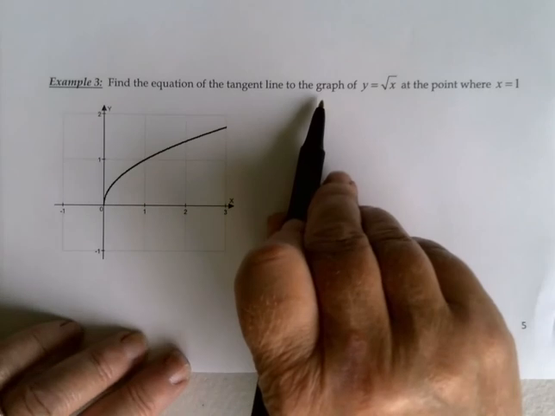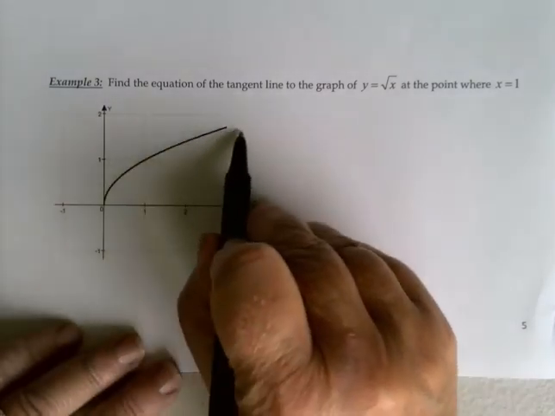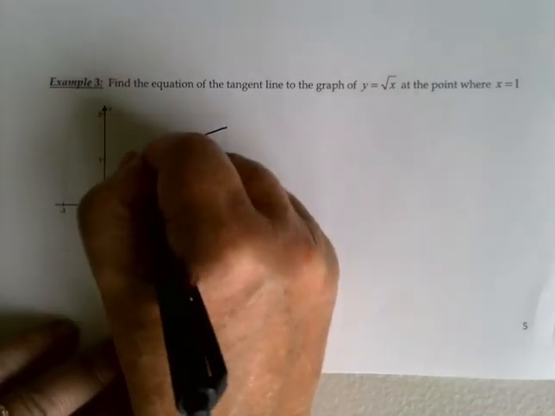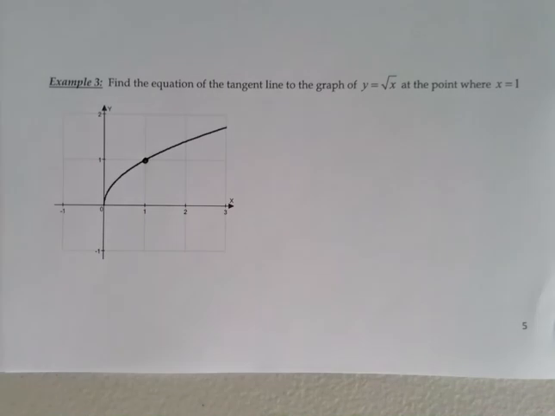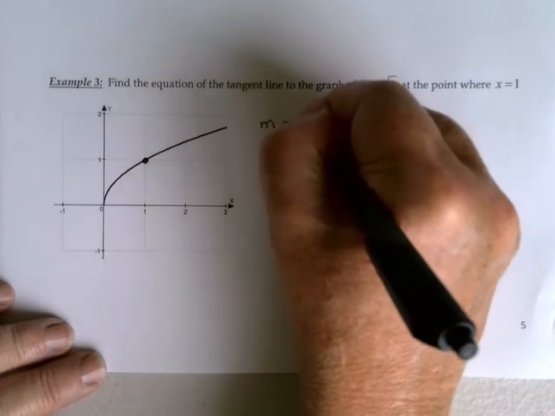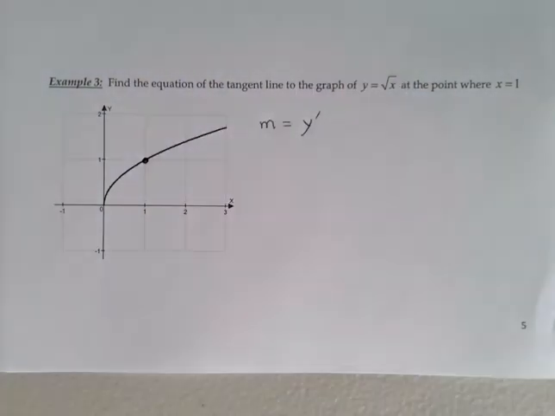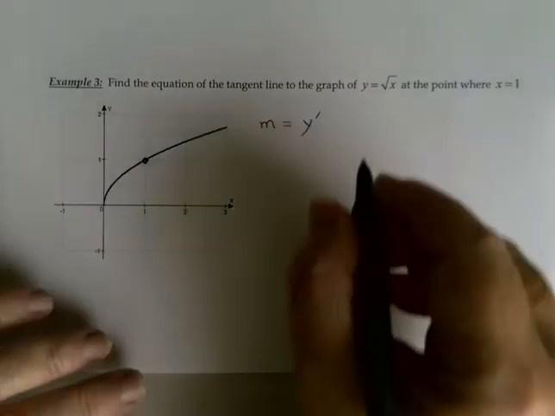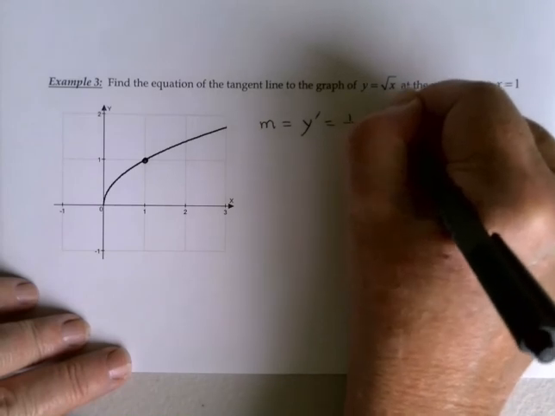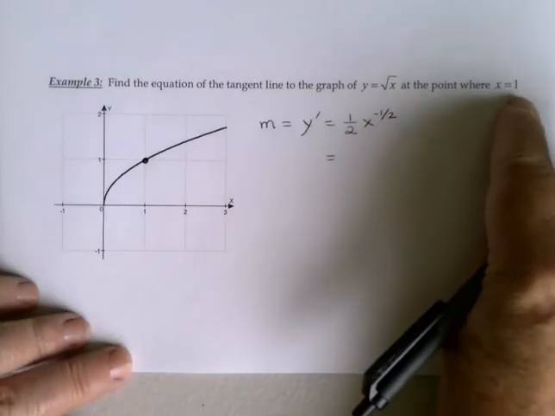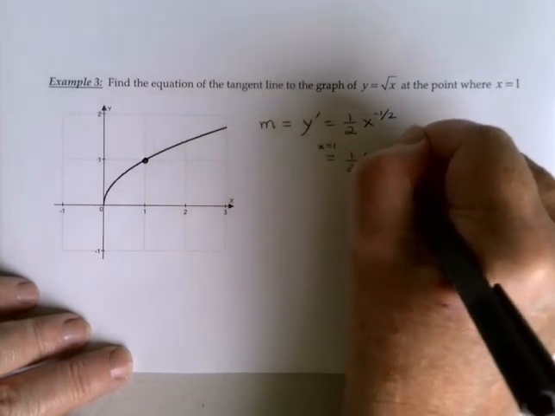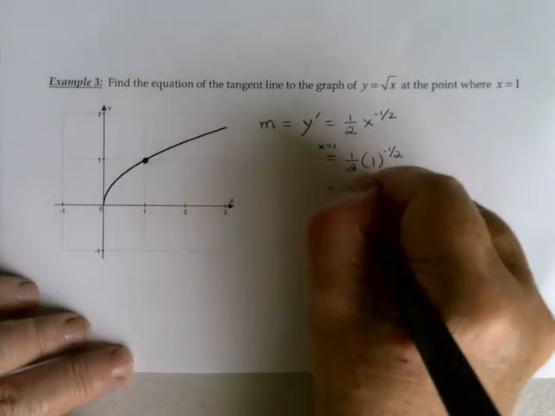So if I want the equation of the tangent line to this graph, which is y equals the square root of x, at the point where x equals 1, right there, what I would do is say that the derivative gives me the slope, right? Slope is equal to y prime, which for this function would be 1/2 x to the negative 1/2. And since I specifically want this at x equals 1, my slope just turns out to be 1/2.